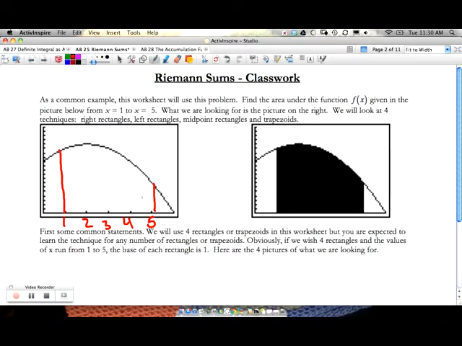Now, as we're trying to see what these boxes that we're going to make look like, so far we've done right rectangles, but now we're also going to be looking at left, we're going to be looking at trapezoids, and we're also going to be looking at midpoint. Not left, right, not right, but right in the middle.